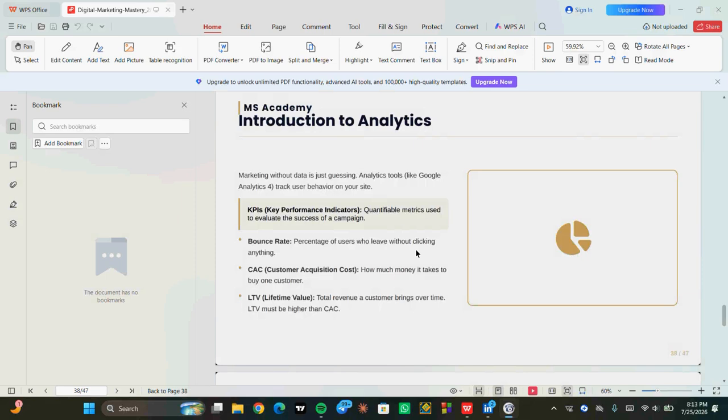That's what it means. And there's the lifetime value. That's the total revenue a customer brings over time. Now, the lifetime value must obviously be higher than the customer acquisition cost. I'll repeat that: the total revenue a customer brings over time must be higher than the customer acquisition cost. The lifetime value is the total revenue a business can expect from a single user over the entire duration of their relationship.